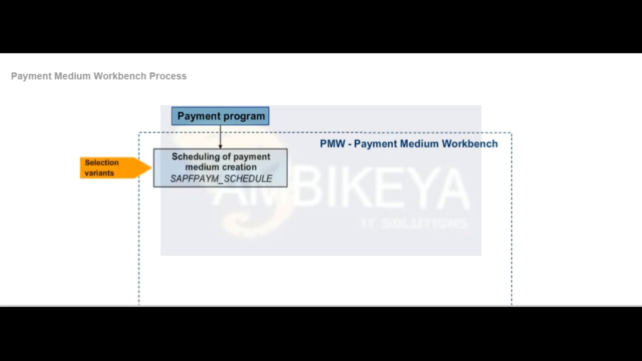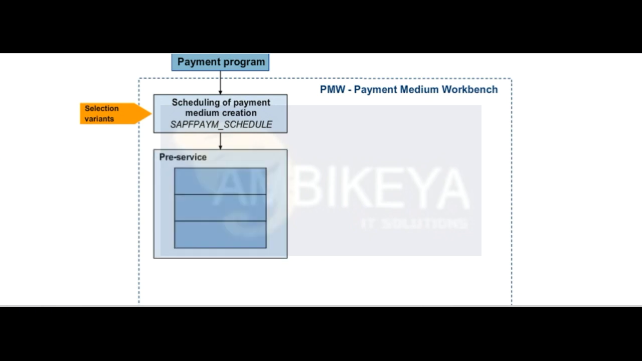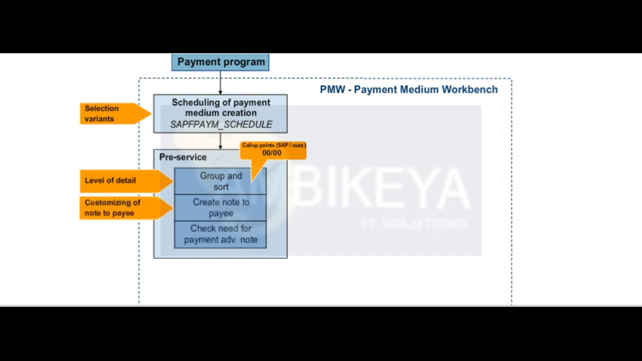When the system creates the payment media with a PMW payment method, it launches the program SAPF PAYM_schedule. That program carries out a pre-service process. The pre-service process includes the following steps. The system sorts the payments according to the PMW format and other format-specific fields. The system creates payment groups based on the level of granularity. One payment medium file is usually created for each group. The system generates the note to the payee.